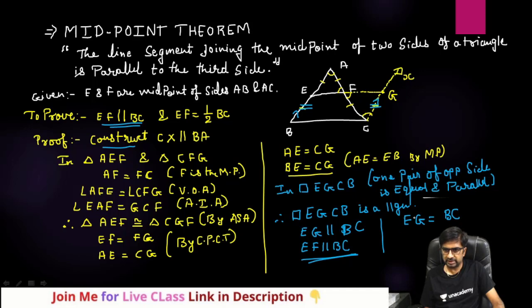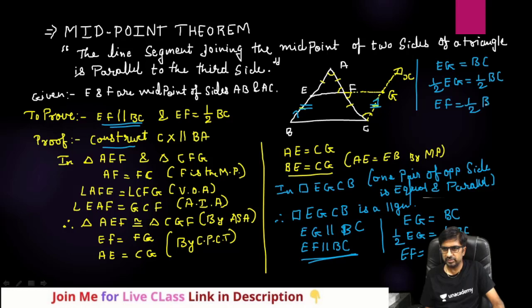Or you can say F is the midpoint of EG. So half of EG will be EF. So can I write half EG equals half BC, sorry, and half EG is equal to EF. Sorry, I am coming in between. I think let me write it down here. So EG equals BC, then half EG equals half BC, and half EG equals EF. Therefore EF equals half BC. Therefore you can say this also proves. So this way we can prove the midpoint theorem, guys.